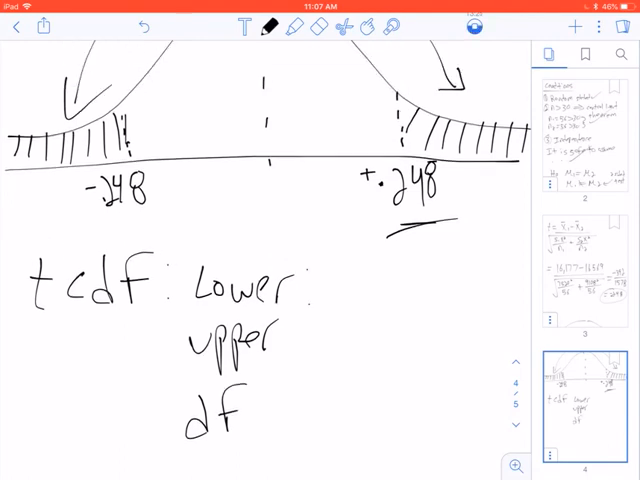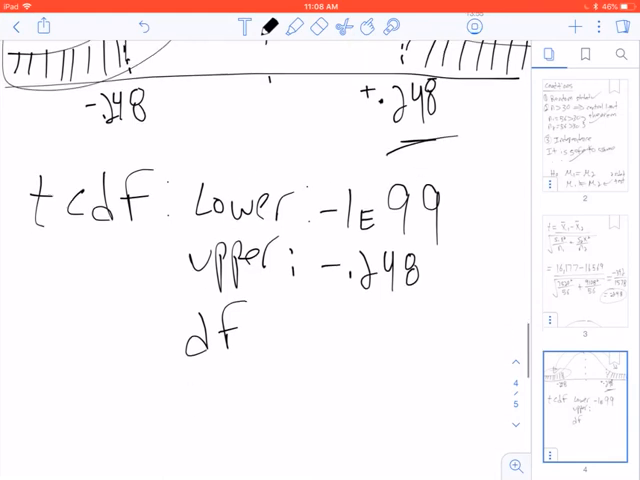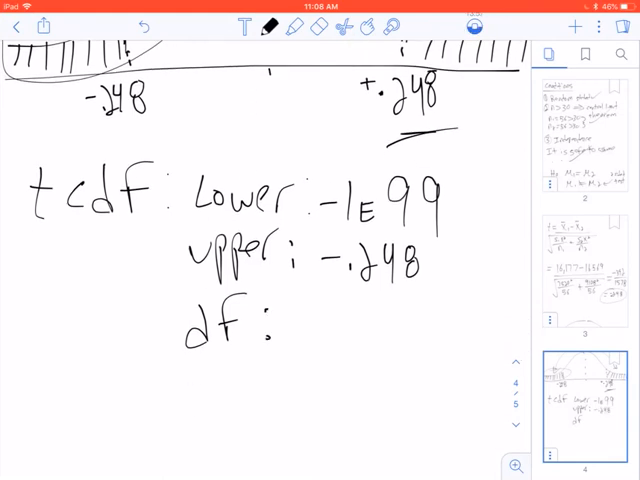So the lower bound that we're dealing with, let's get this area right here. The lower bound is some really, really small negative number. So negative 1E99 is the closest approximation that we're going to use for negative infinity. The upper bound then is going to be the top of this area on the left up here, so that's negative 0.248.